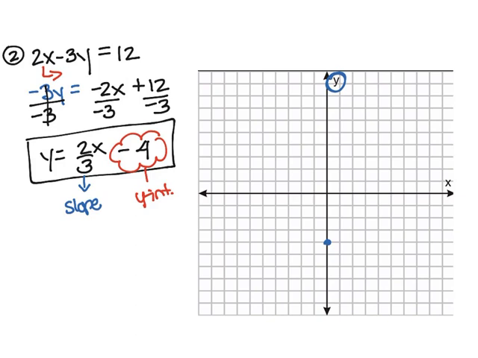So that means we're going to rise two, and we're going to run 3. So we're going to go up 2, 1, 2, and we're going to run 3. 1, 2, 3. So your next point would be there. We're going to do it again. We're going to go up 2, over 3.